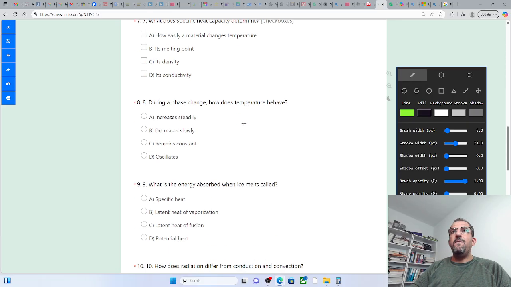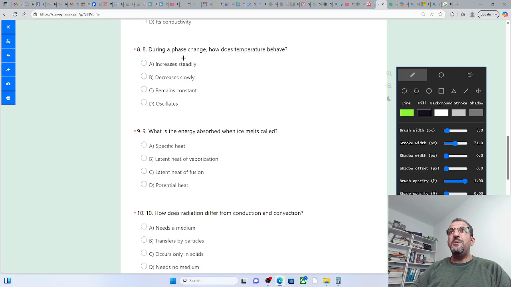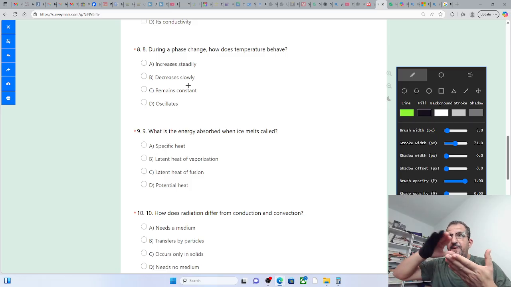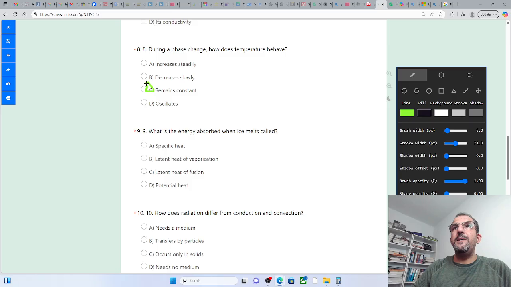For number 8, during a phase change, how does temperature behave? So during that phase change, what will happen? The temperature of the system remains constant. Okay, and that can happen in the process of the phase change of water from solid to liquid. So C is the right answer.